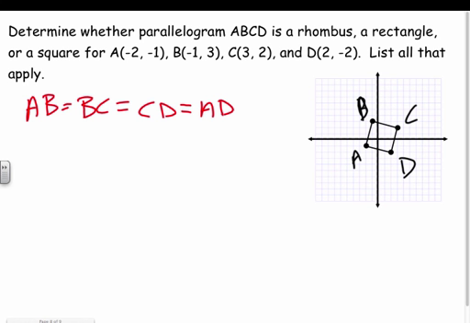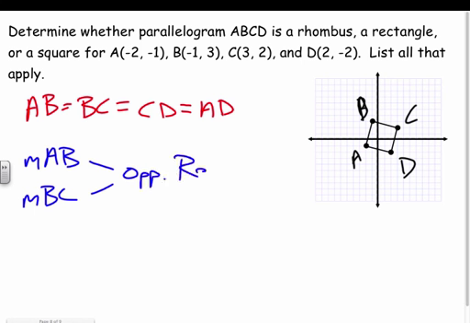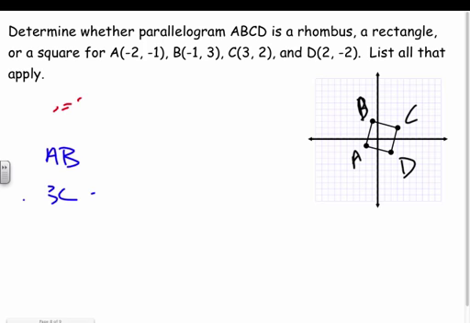Then I could show that I have one 90-degree angle, so I could find the slope of AB and the slope of BC and show that they are opposite reciprocals, because that would mean they're perpendicular. That seems like a lot of work, doesn't it? I'd have to find 4 distances, and I'd have to find 2 slopes. So let's think about some other rules. What else do we know?